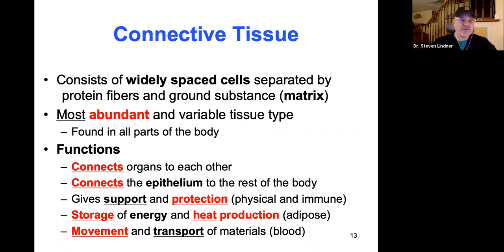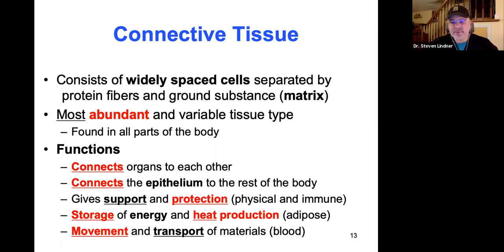So connective tissue is also the most abundant tissue of the body, and it's also quite variable. Some of the functions of connective tissue is that it connects other organs together. We'll see certain types of tissue that can do that, like reticular tissue. It connects epithelium to the rest of the body. You'll see that connective tissue acts as a part of a basement membrane to which epithelium can connect. So that's kind of neat. We'll show you that. It gives support and protection.